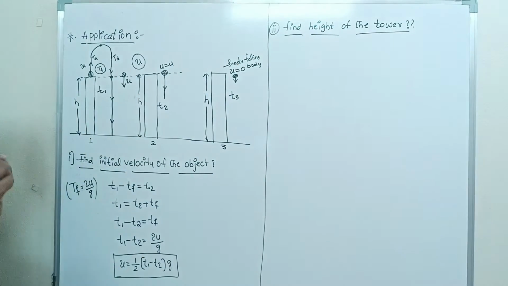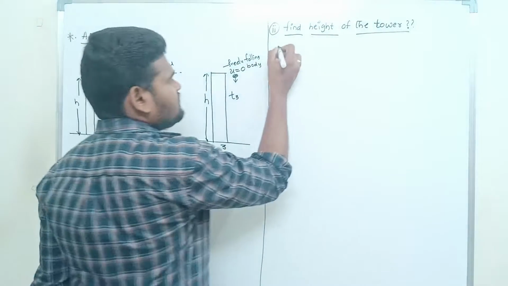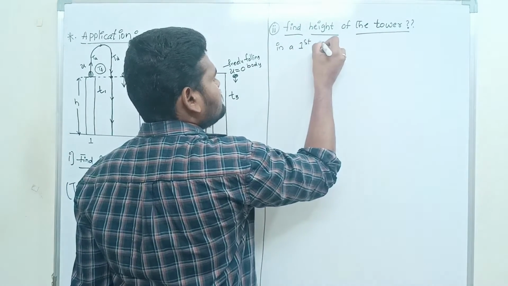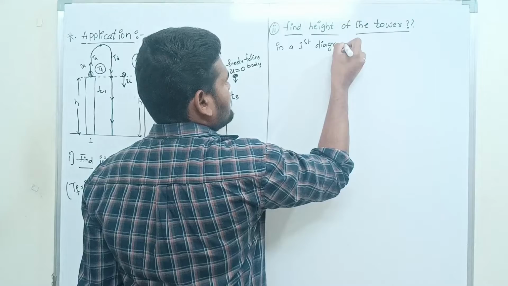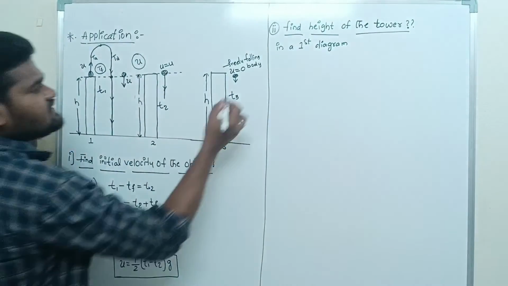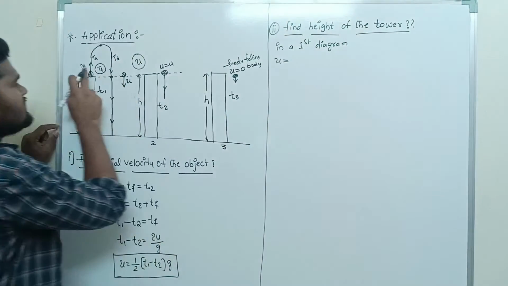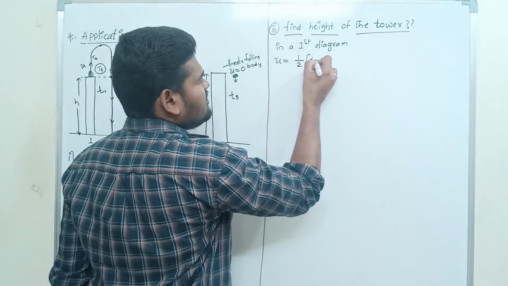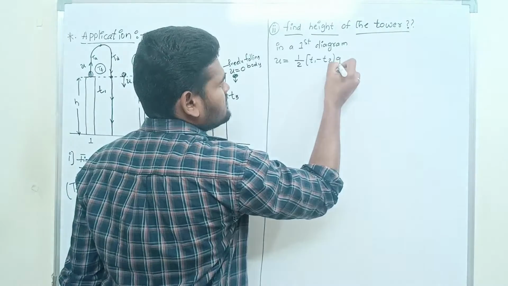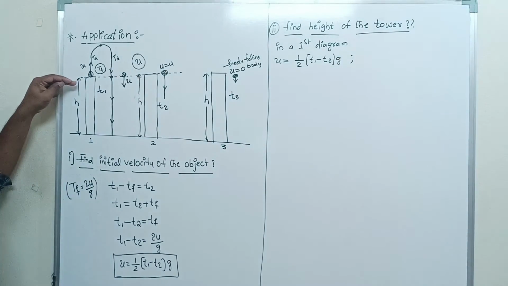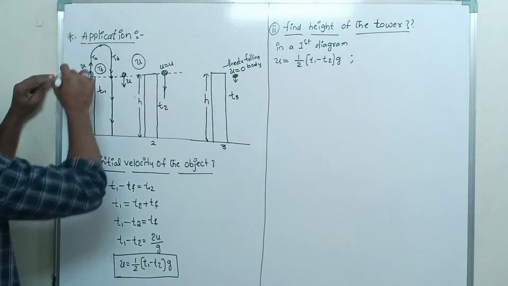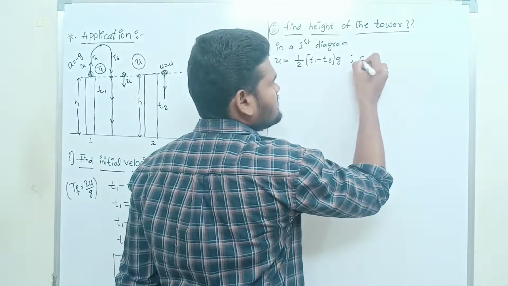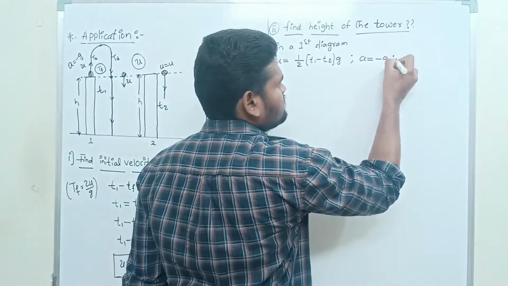Right, we have to find what? Height of the tower. In the first case, or in the first diagram, what do we have? Initial velocity of the object, u, is equal to how much? We got u is equal to half (T1 minus T2) into g. So whenever the object is moving away from the tower or ground, acceleration due to gravity is equal to how much? Minus g.